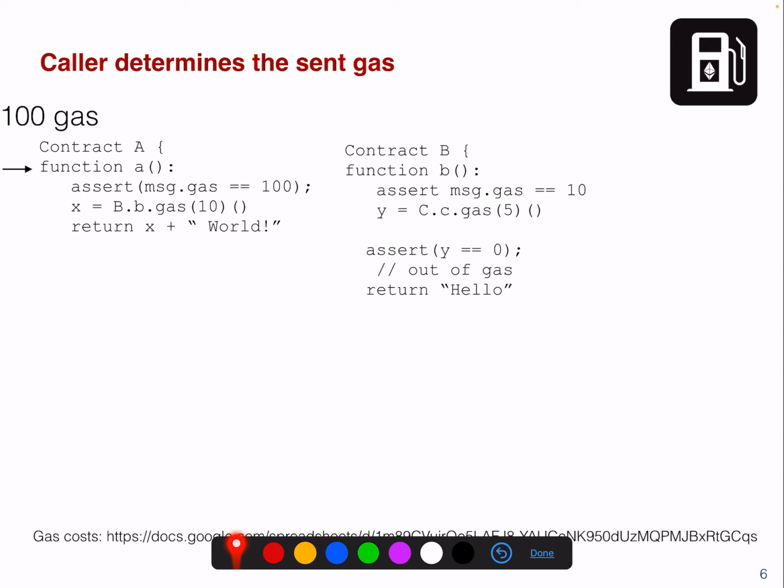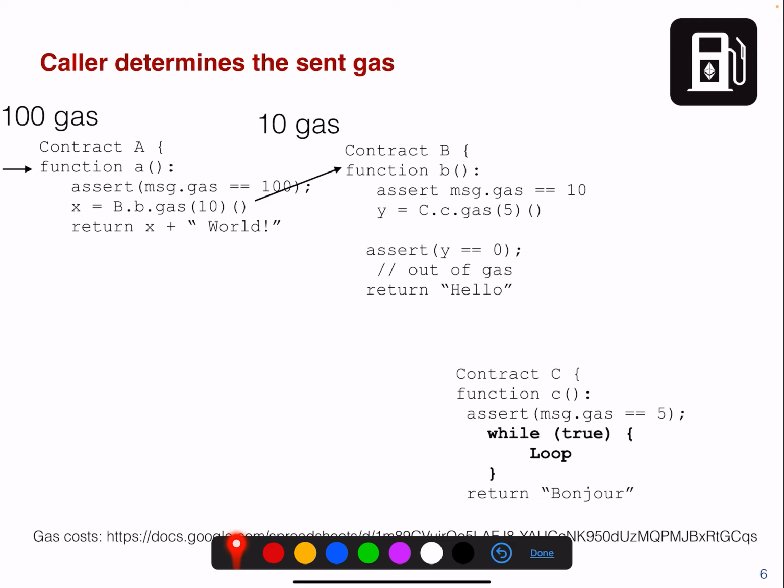So what happens now is that here we're going to do the same. We're going to call the contract C with a small c function. We're going to pass it 5 gas. So here 10 gas, and this is the final contract. So think for a second, look at this code, pause the video for a second, and think, what do you think is going to happen?